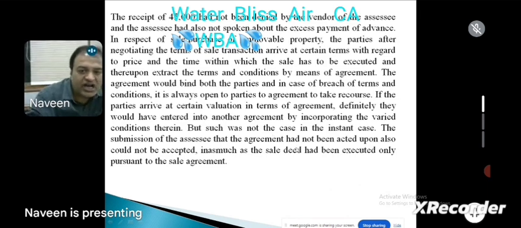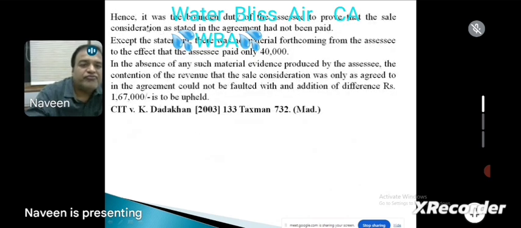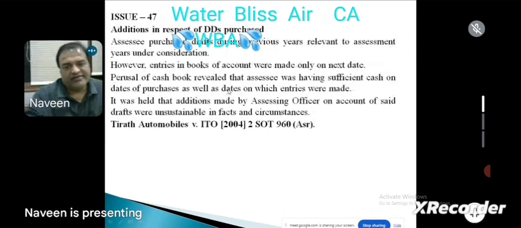The submission of the assessee that the agreement had not been acted upon also could not be accepted inasmuch as the sale deed had been executed only pursuant to the sale agreement. Therefore, it is the bounden duty of the assessee to prove that the sale consideration as stated in the agreement had not been paid. Except the statement, there was no material forthcoming from the assessee to the effect that the assessee paid only 40,000. In the absence of any such material or evidence produced by the assessee, the contention of the revenue that the sale consideration was only as agreed to in the agreement could not be faltered with, and the addition of the difference of 1,60,000 needs to be upheld.